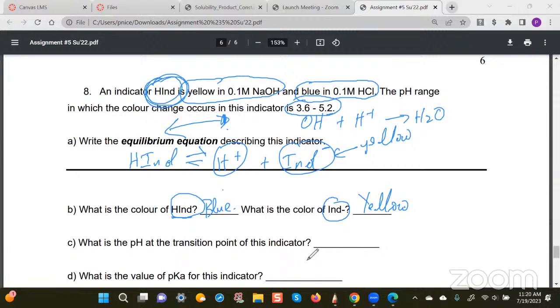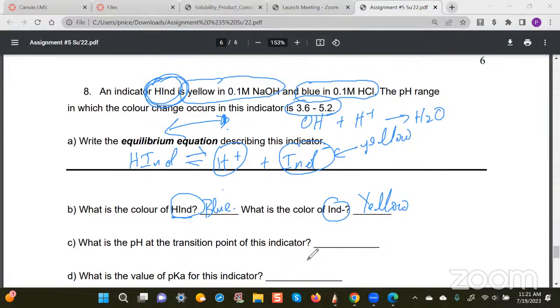5.2. Why do you say that? It's kind of just an educated guess, because if it would turn yellow after that point. Yeah, well, that's true. It's going to turn yellow. It's going to be yellow from 5.2 and beyond. But the actual answer is that the transition point would be right smack in the middle of that range.